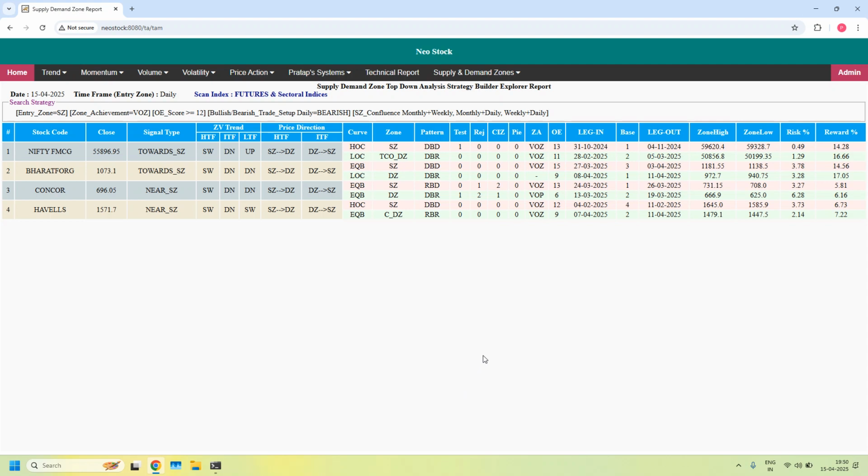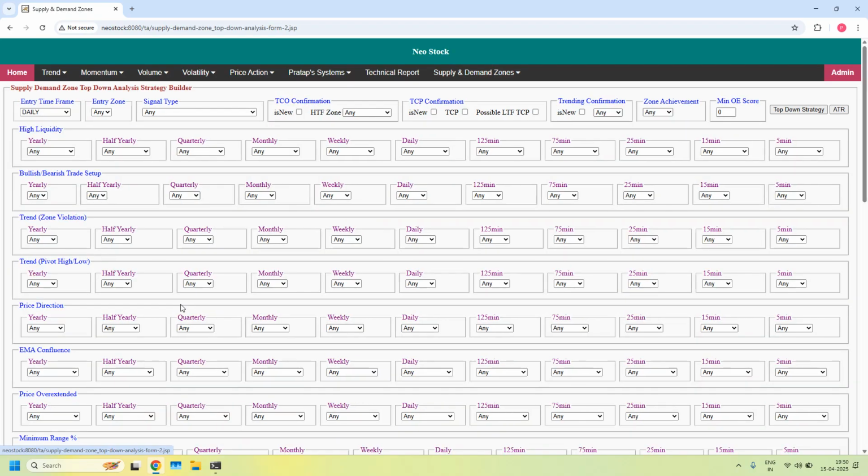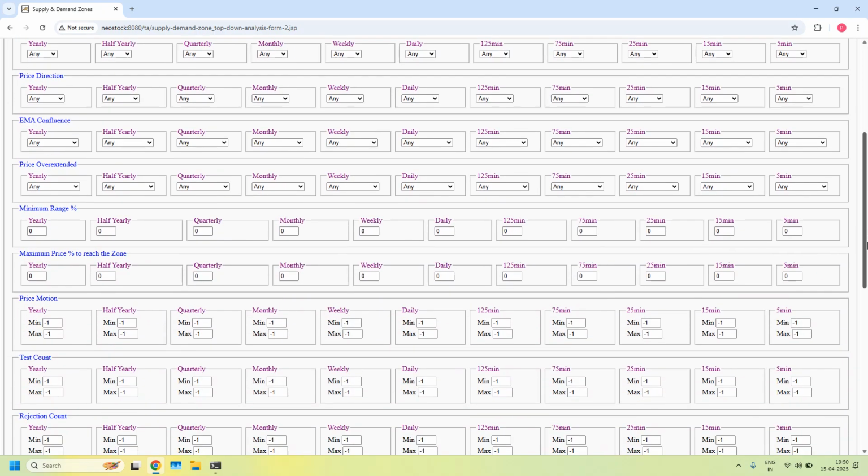Next we will look into weekly income trade supported stocks. So bullish trade setup for weekly income trade, entry time frame 75 minutes, entry zone demand zone. In bullish or bearish at 75 minutes I am selecting bullish. Zone achievement VOZ, minimum order enhancer score 12, and the 75 minutes demand zone should not be pierced.